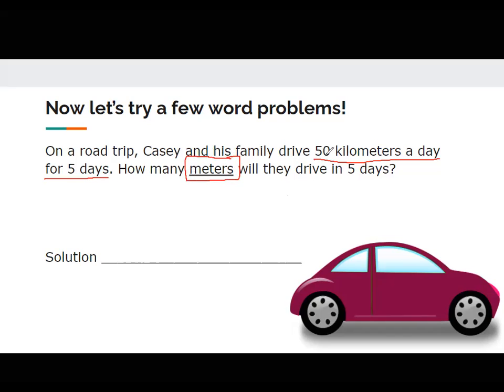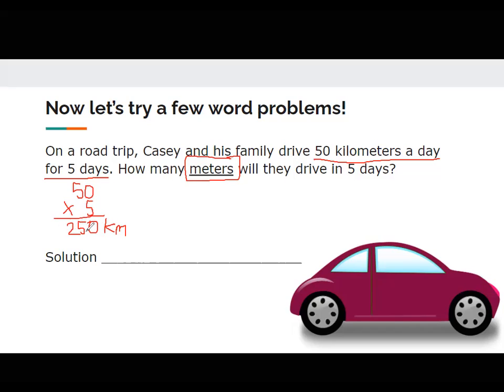But they drove 50 kilometers a day for 5 days. So the first thing we want to do is to take 50, and we are going to multiply it by 5, and this will tell us the total amount of kilometers for all 5 days. So for 5 days, they drove 250 kilometers total.